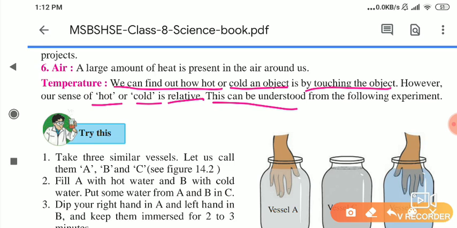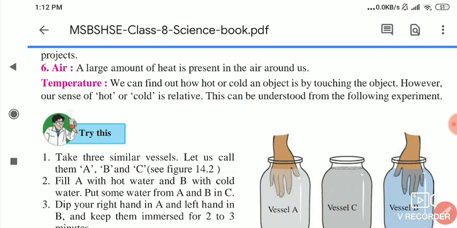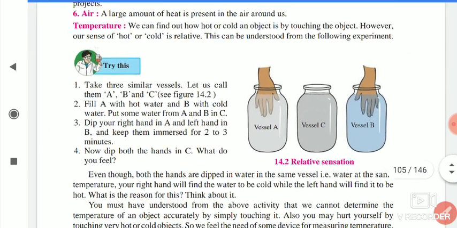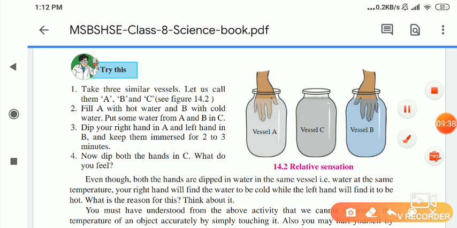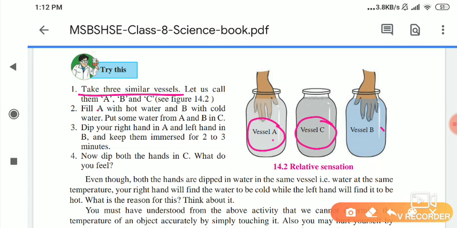They can be understood from the following experiment. So here it is, the experiment is given. See here what is given. First of all, take three similar vessels. Let us call them A, B, C.